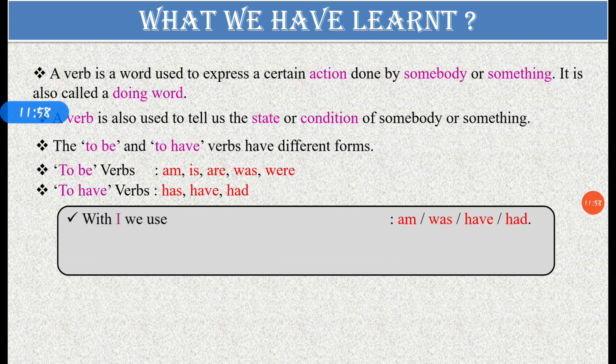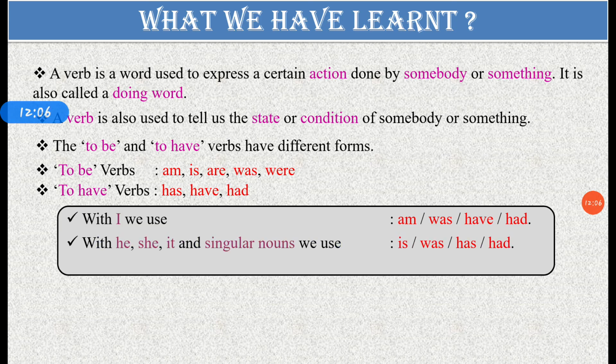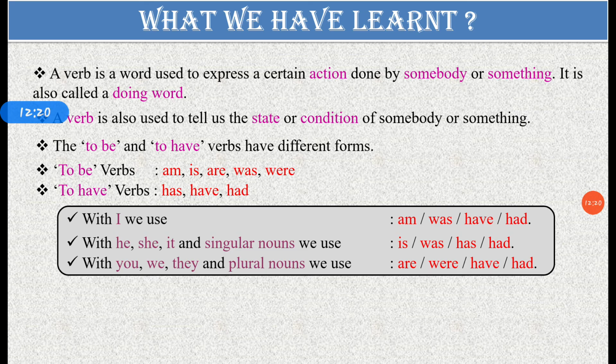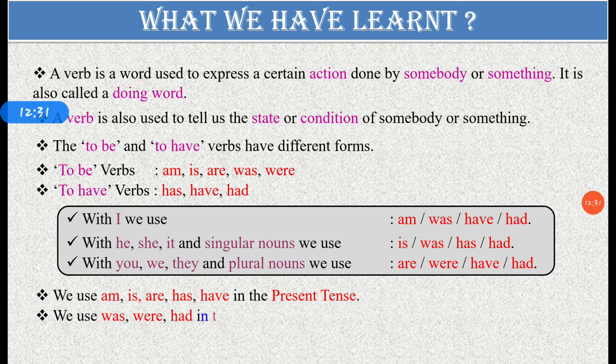With I we use am, was, have, had. With he, she, it and singular nouns we use is, was, has and had. And last, with you, we, they and plural nouns we use are, were, have and had. We use am, is, are, has, have in the present tense and we use was, were, had in the past tense.